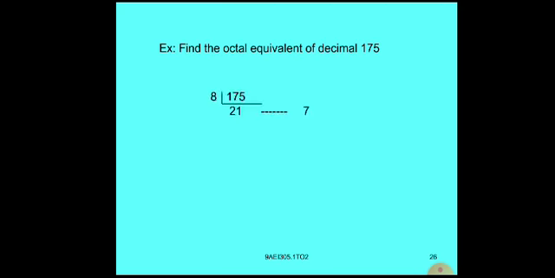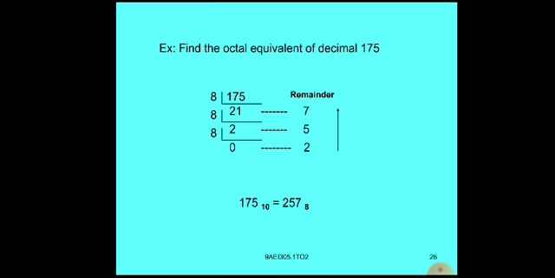Okay. For example, let us take another octal conversion problem, decimal to octal conversion. The decimal number is 175. Okay, you go on repeatedly dividing with 8 until the quotient is zero. What is the value of 175 equivalent to octal? 257. 257. Okay.